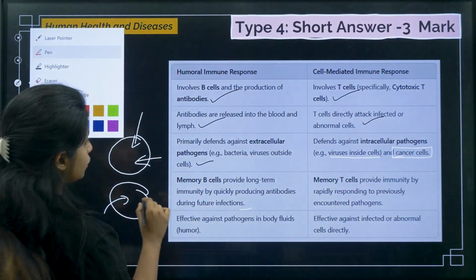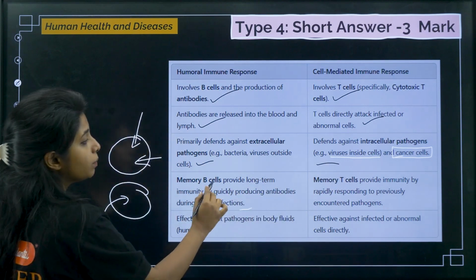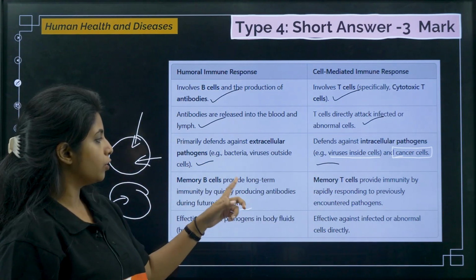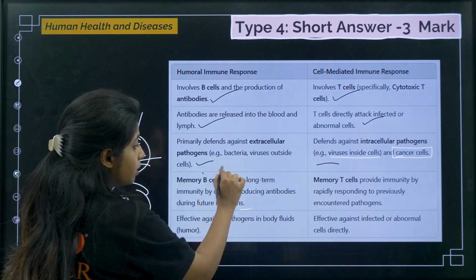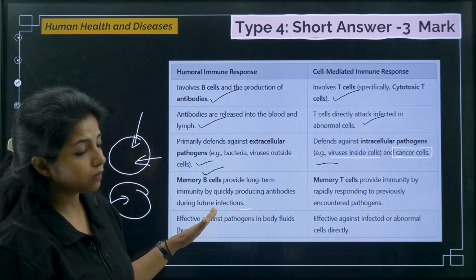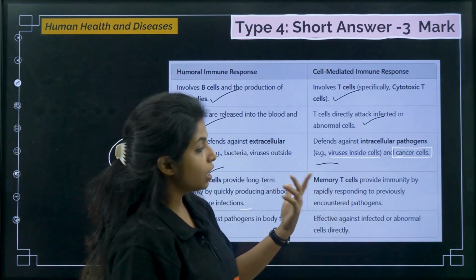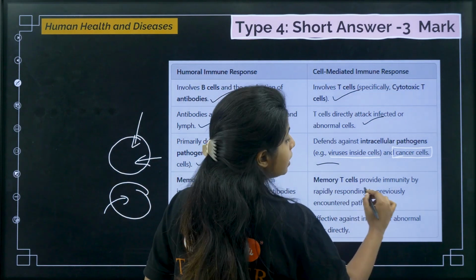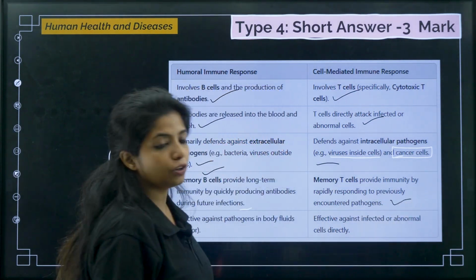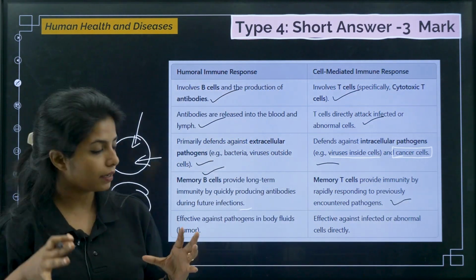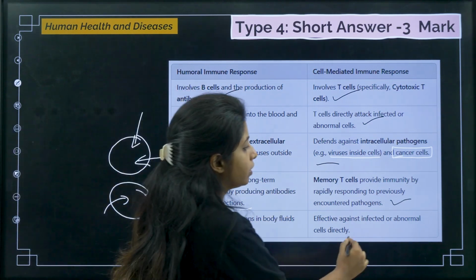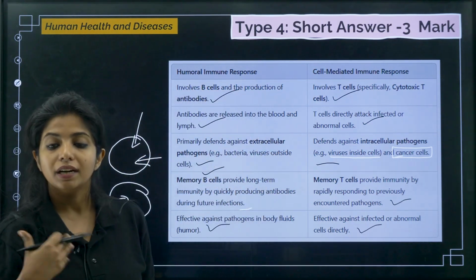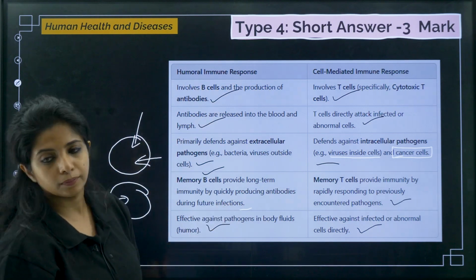Okay. So that is one thing. Going ahead, memory B cells provide long-term immunity by quickly producing antibodies during future infection. This is for the memory B cells. Obviously here memory B cells will be produced, here memory T cells will be produced, which will provide immunity by rapidly responding to previously encountered pathogens. It will just directly go and kill it. Okay. Effective against pathogens in body fluids, whereas this is effective against infected or abnormal cells directly. It's the same point, but yes, some other way.